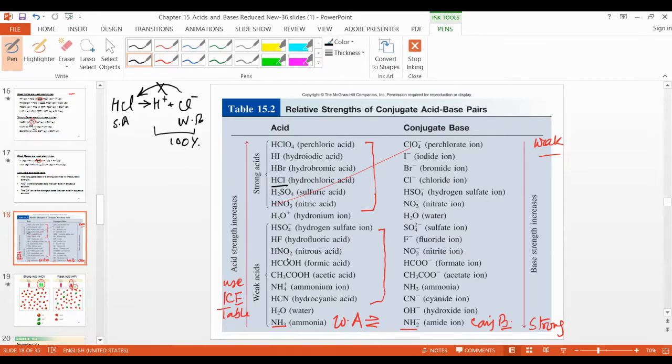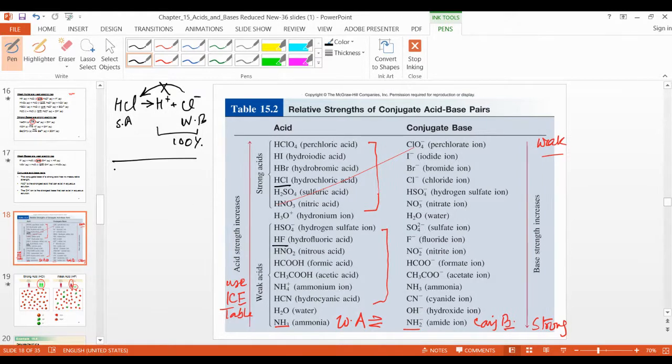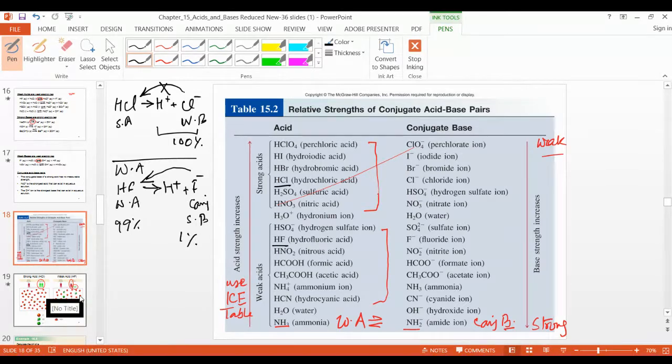But for weak acid, I will take an example, HF. This is a weak acid, so it gives H plus plus F minus. If this is the acid, then this is the conjugate strong base, because the acid is weak, so its conjugate is always strong. When it is strong, it will react with H plus very fast, and you will get 99% of HF, only 1% you will get as product. So this is the difference.